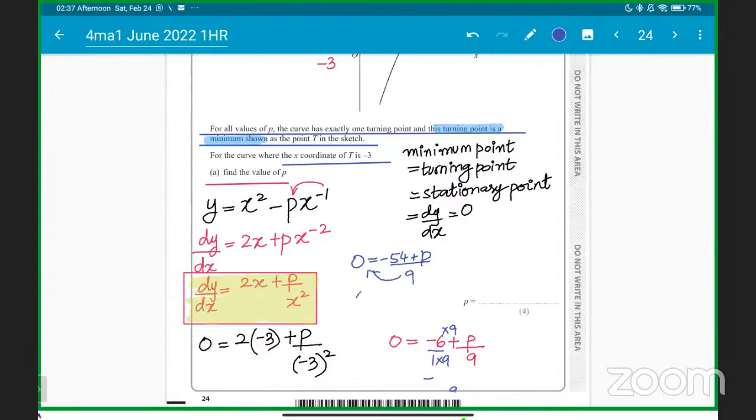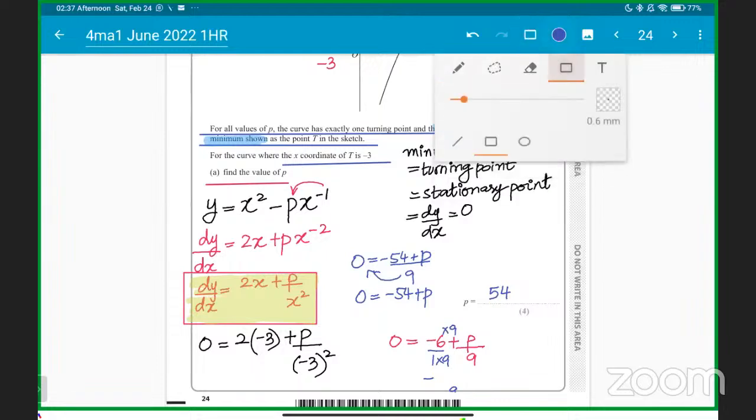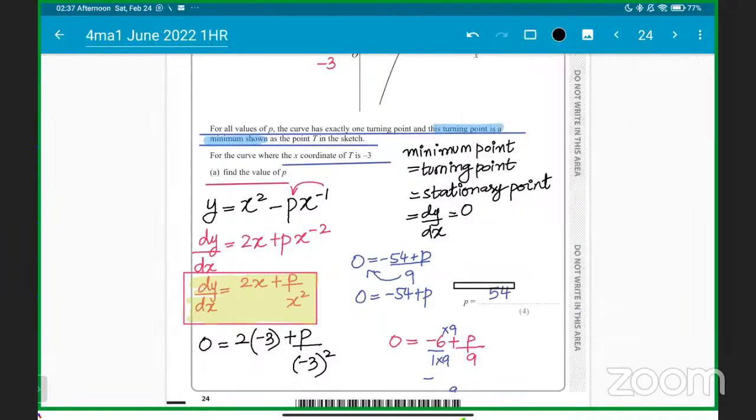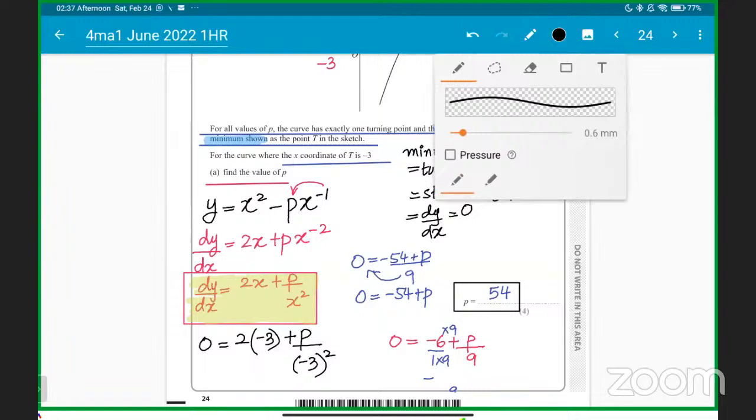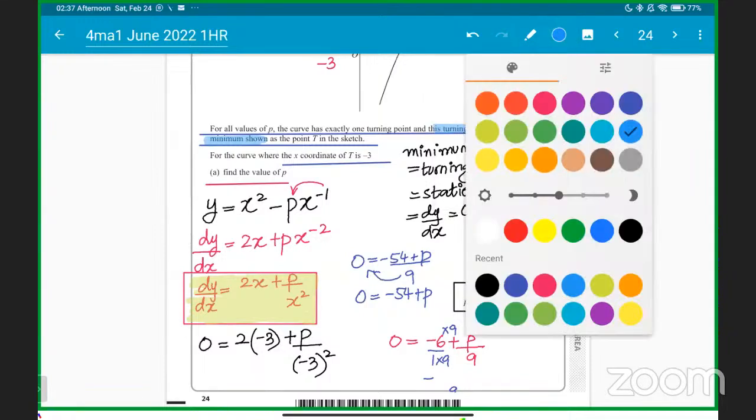So 9 times 0 is 0. So p should be equals to, students, what? 54. P is equals to positive 54. Understood, guys? That's how we will get 4 marks here.